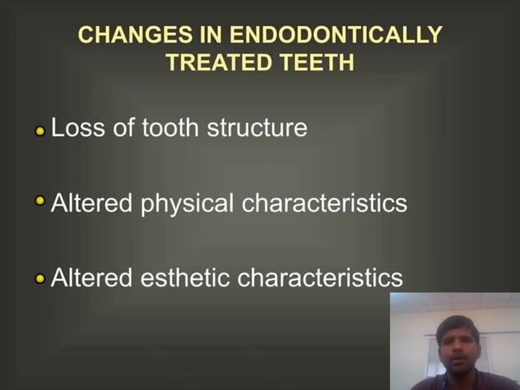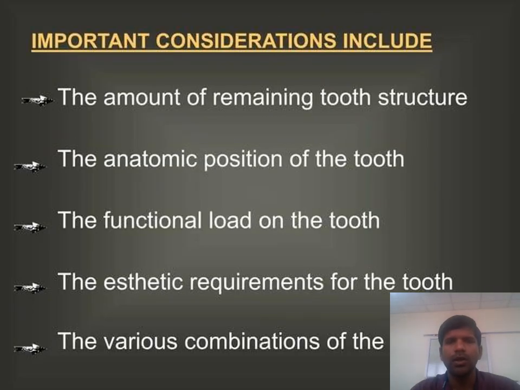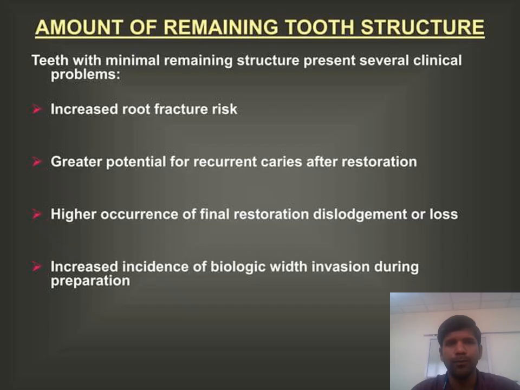subsequently. Coming to the changes in endodontically treated teeth, the number one change is loss of tooth structure and then altered physical characteristics and altered aesthetic characteristics. So, the important considerations include the amount of remaining tooth structure, the anatomic position of the tooth, the functional load on the tooth, the aesthetic requirements for the tooth, and the various combinations of the support.